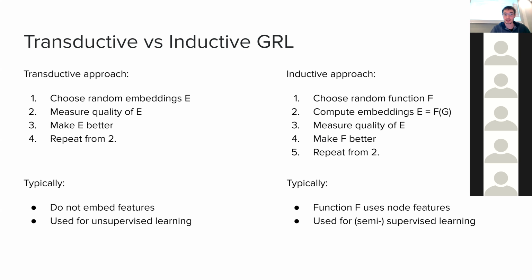And typically the choice between transductive and inductive is related to the previous two choices that we've seen. So unsupervised learning without any features is typically done with a transductive approach, while inductive approaches have been studied mostly for when there are features available and for when we can train this function based on some semi-supervised labels that we have. But yeah, I will not go too much into the details of this.